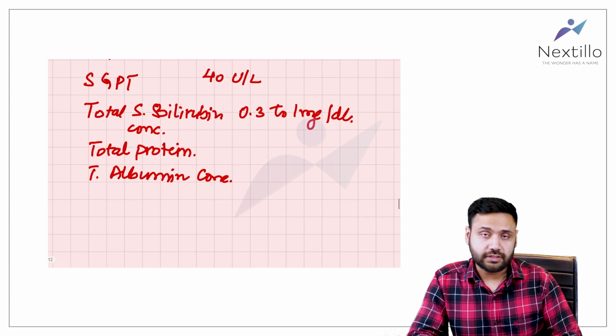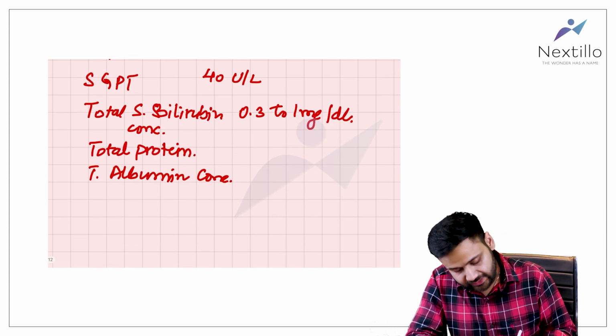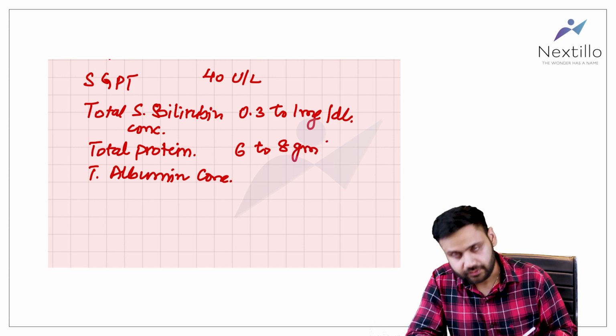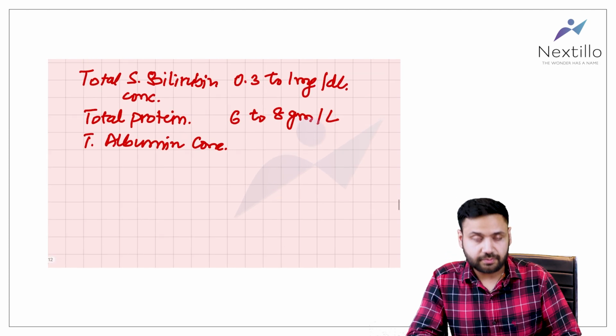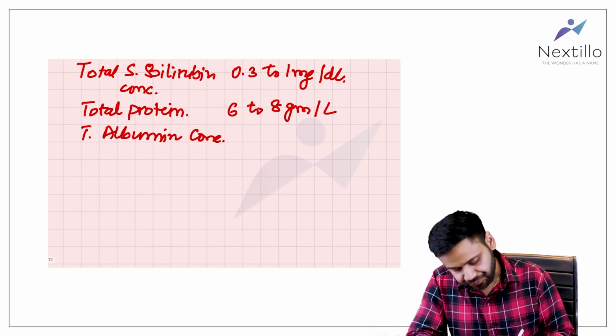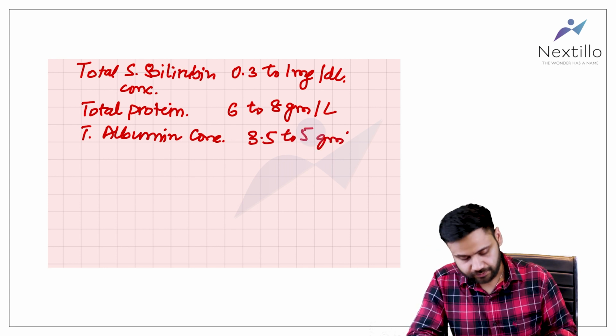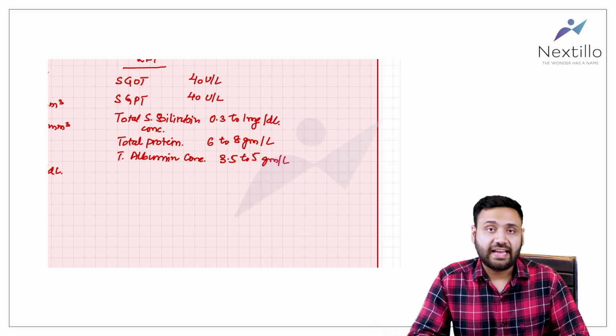For total proteins, it is between 6 to 8 grams per liter. For total albumin concentration, it's between 3.5 to 5 grams per liter. We are done with LFTs.